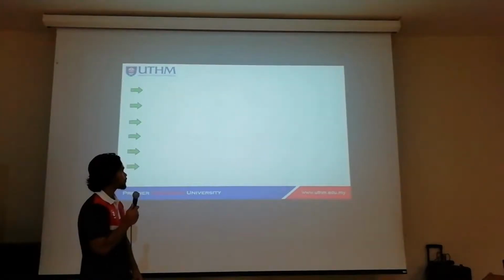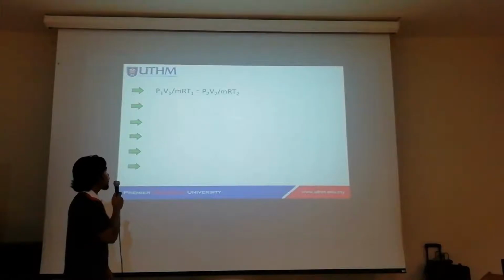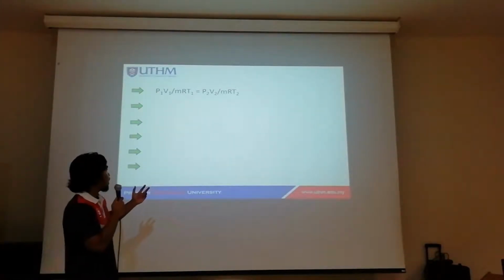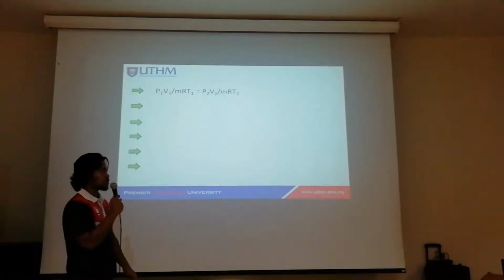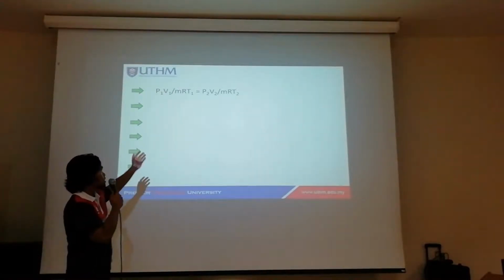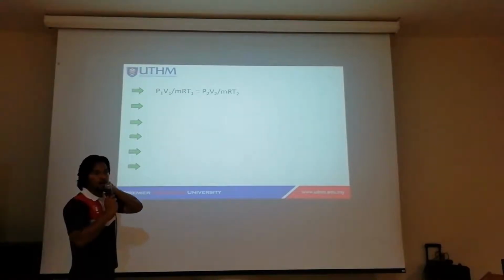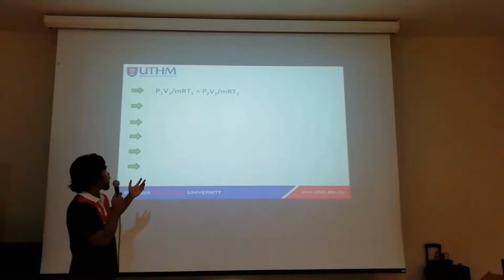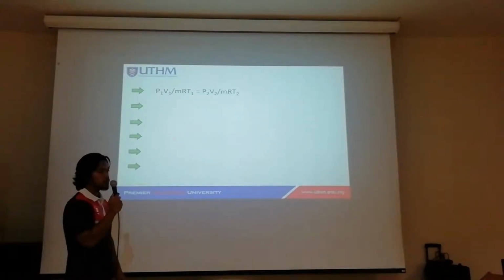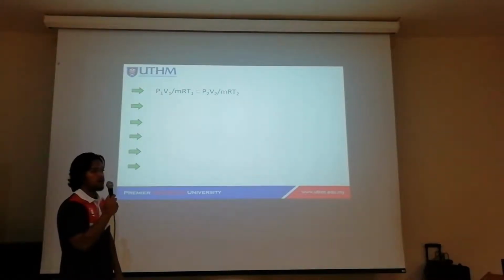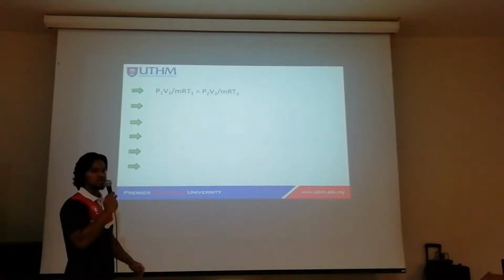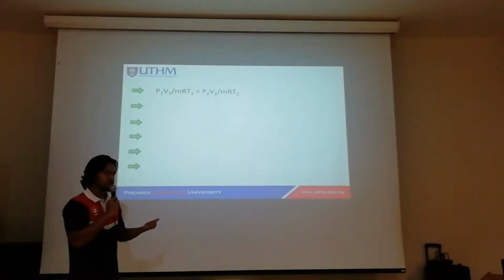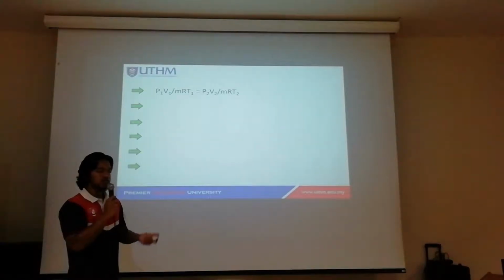Okay, here we have the P1. 1 represents the first state, while 2 represents the final state. So what is this equation about? This equation is about an ideal gas, which is PV equal to mRT, and this P1 V1 over mRT1 equal to P2 V2 over mRT2. So these are equations which involve an initial process and a final process.